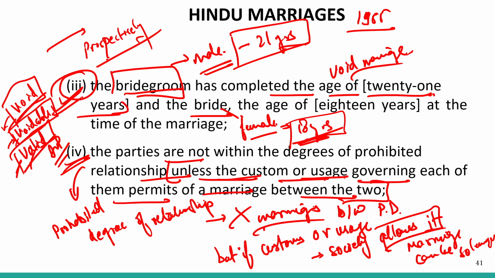But if the third condition, that the bridegroom is 21 years of age, is not fulfilled, that is, he is less than 21 years of age, or the female is less than 18 years of age, then the marriage will mandatorily be considered a void marriage. So it becomes a very important question that will be put up in front of you in your CLAT examination: out of those conditions, which condition specifically tells you that if it is not fulfilled, the marriage will be considered a void marriage.